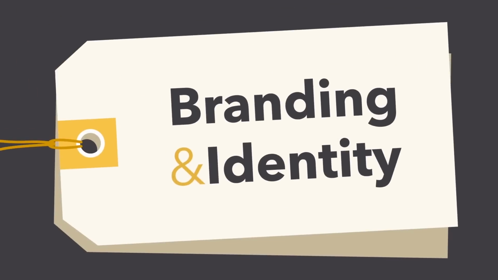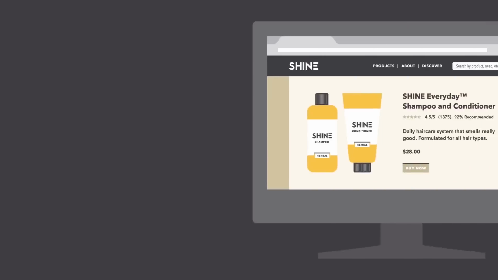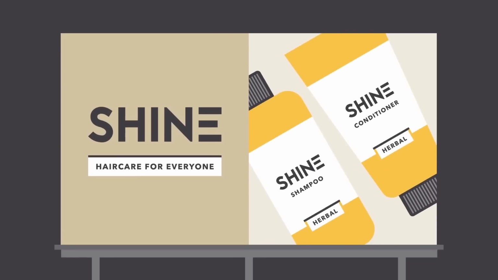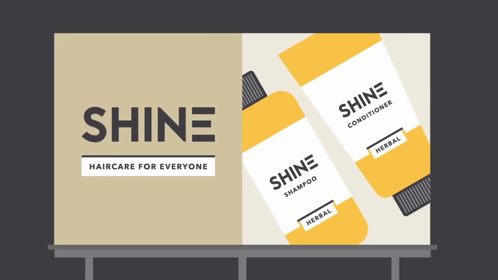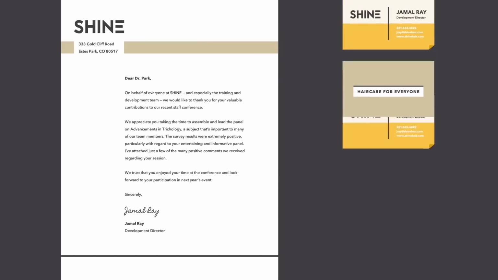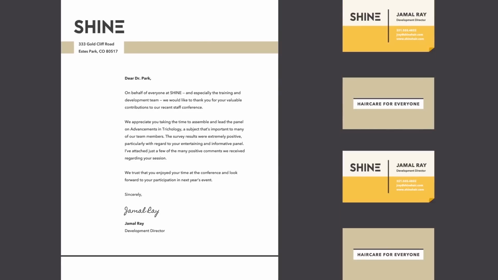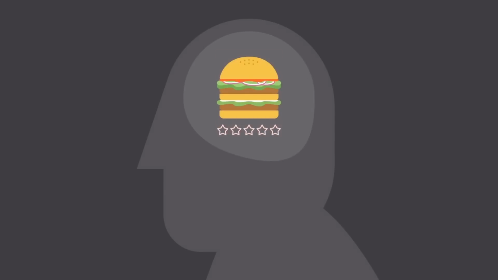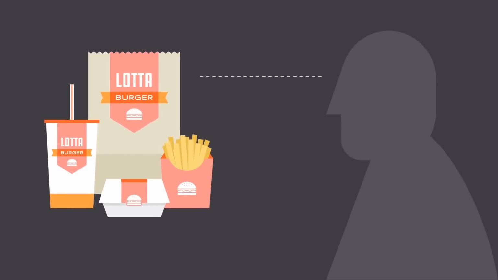Branding and identity are all around us, on websites and product packaging, on different types of advertising, even on personal items like documents and business cards. Simply put, branding is what other people think about you, your company, your product, or your service. Visual identity is what that brand looks like, from your logo to your color choices, and so much more.